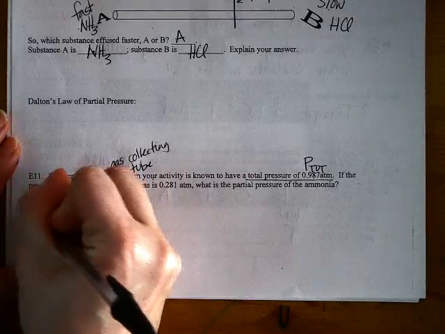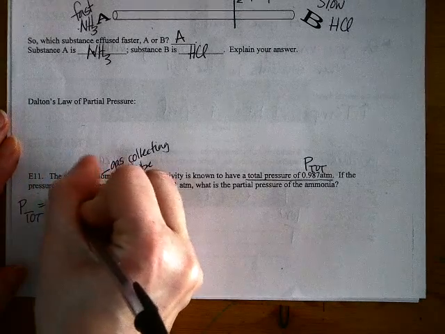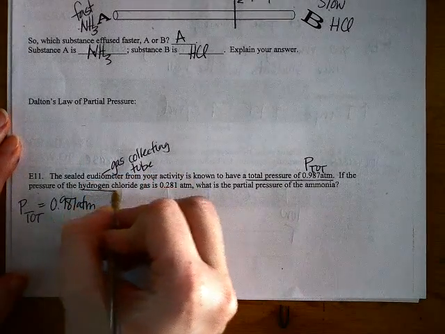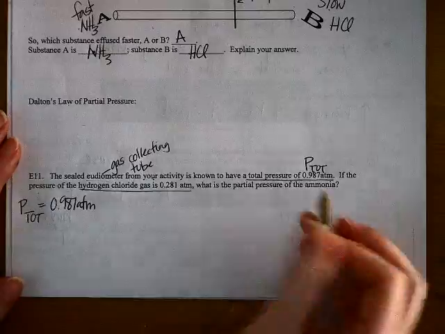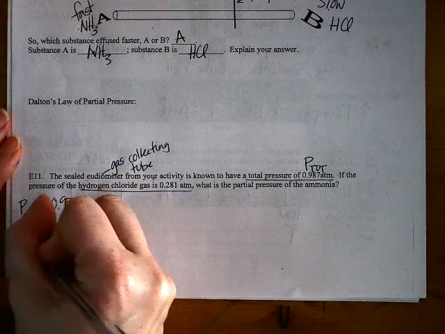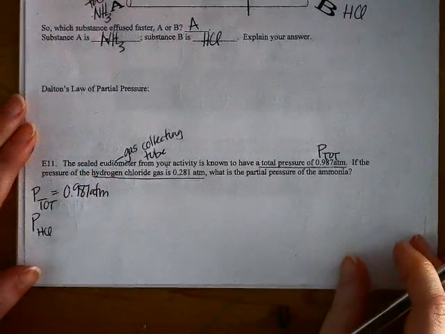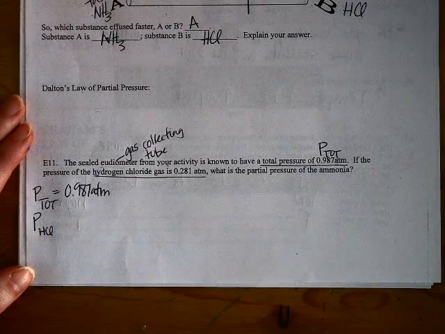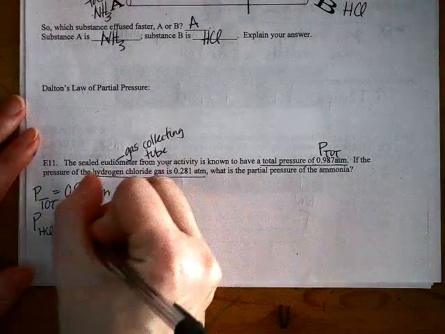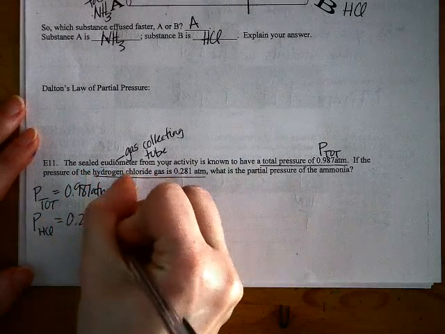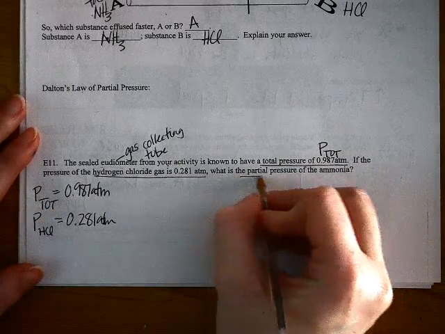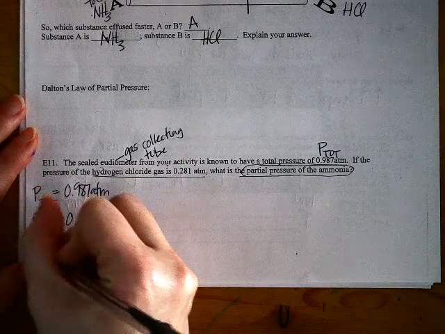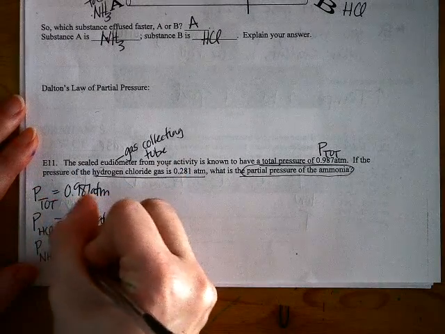So we can go ahead and start making our list. 0.987 ATM is equal to our P total. I see that the pressure of the hydrogen chloride gas, hydrochloric acid, and here I'm going to label that with a little teeny tiny HCl so I know exactly what that's the pressure of, is equal to 0.281 atmospheres. And then it asks for the partial pressure of ammonia, so I'm looking for the pressure of NH3.